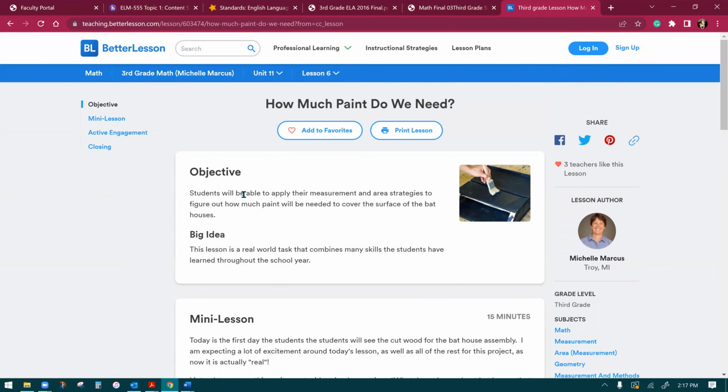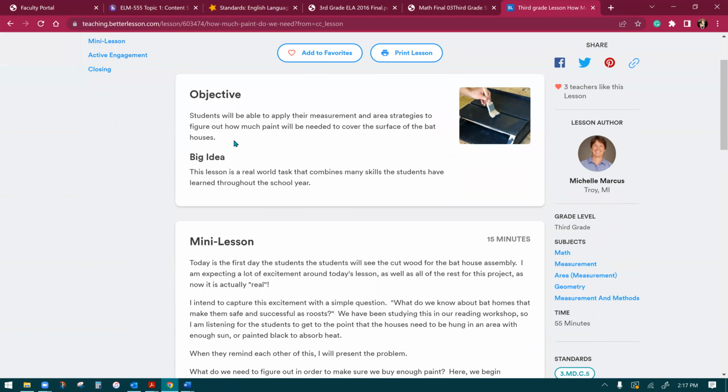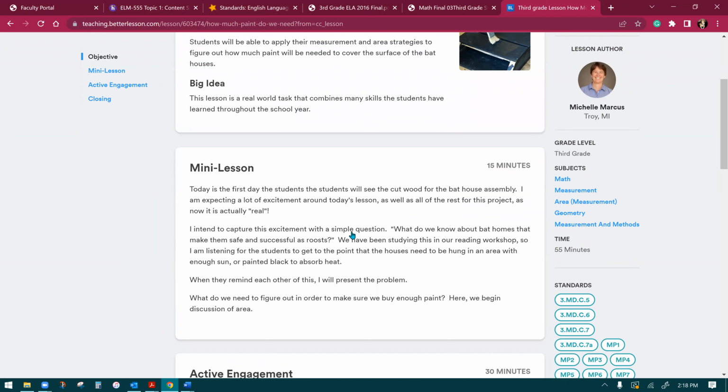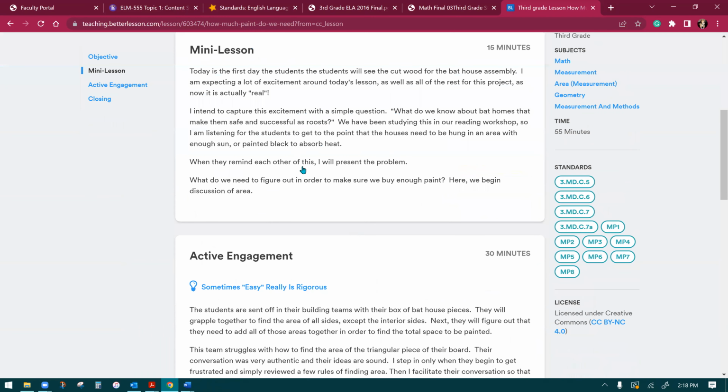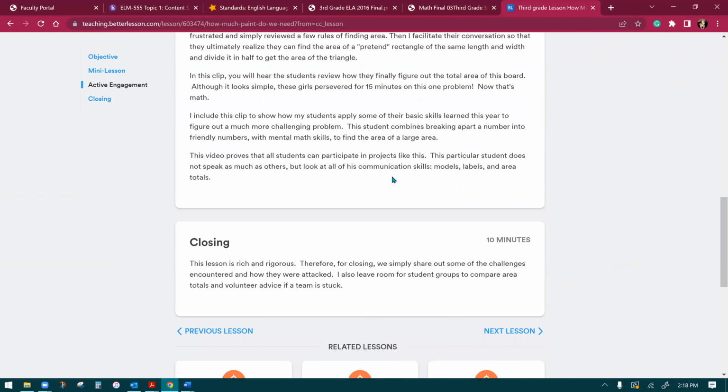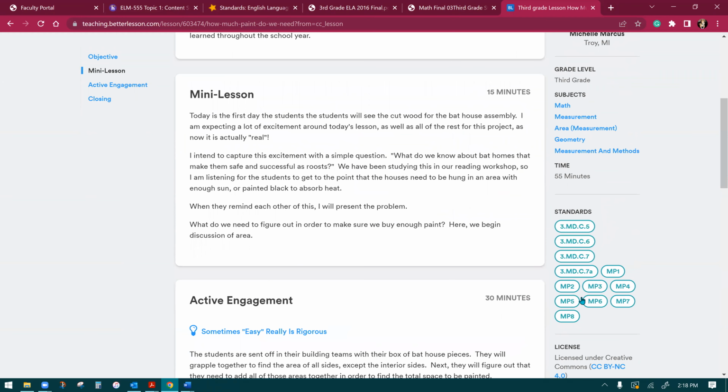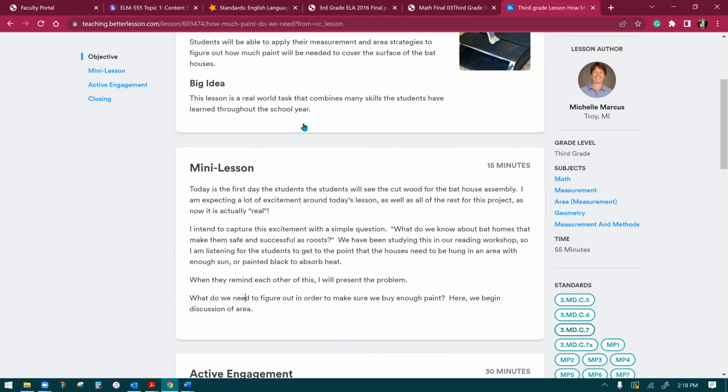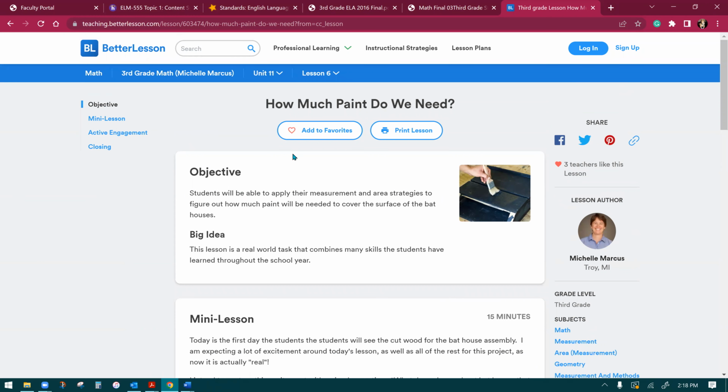All right. Students will be able to apply their measurement and area strategies to figure out how much paint will be needed to cover the surface of bat houses. So now I'm going to read through this lesson and make sure that everything they do in this lesson is aligned to those standards and that objective. You're really looking at analyzing this.